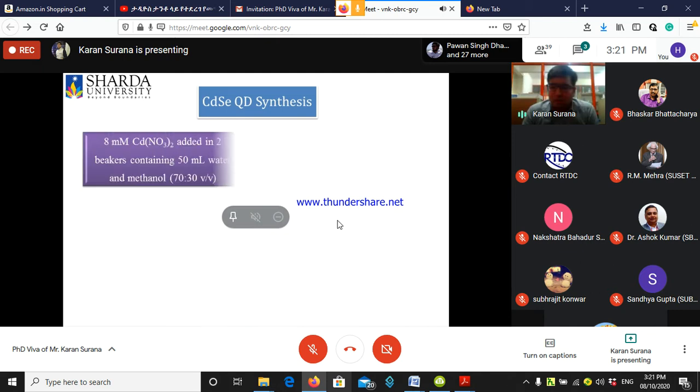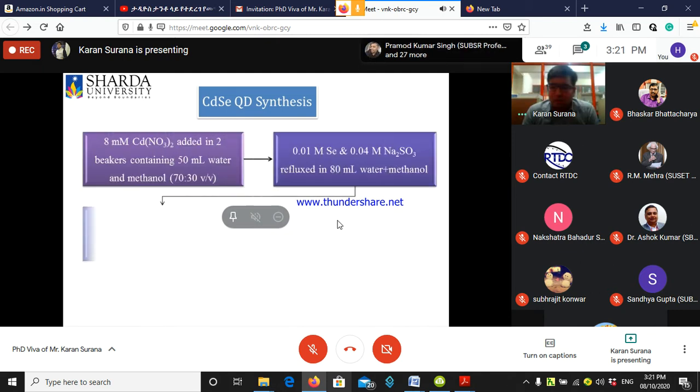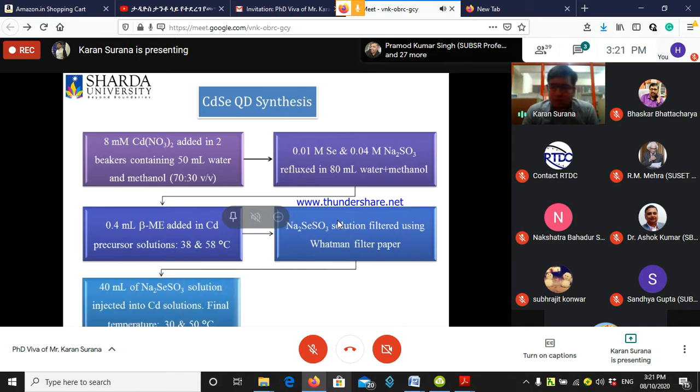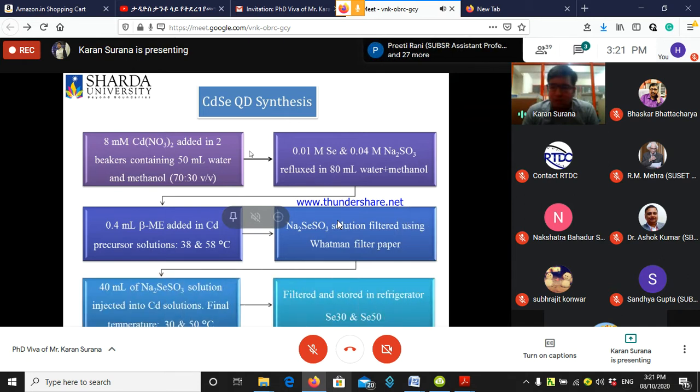Next, for the third system, where RGO was used, we prepared CdSe quantum dots with a different approach here. The cadmium precursor was cadmium nitrate, and a mixed solvent of water and methanol in the ratio 70:30 was taken. The selenium precursor was the same, but the solvent was again water plus methanol in the ratio 70:30.